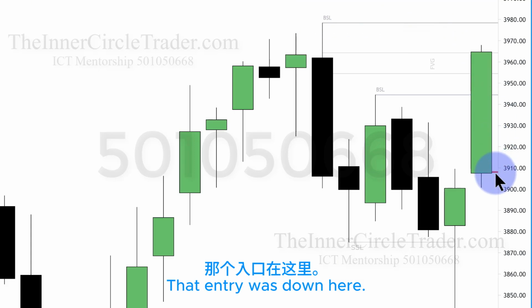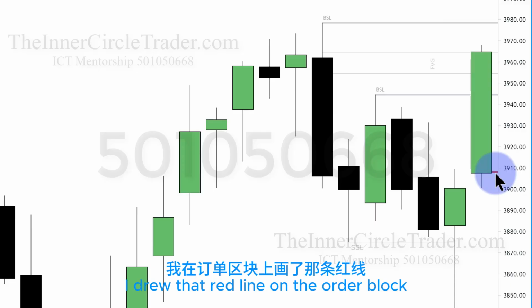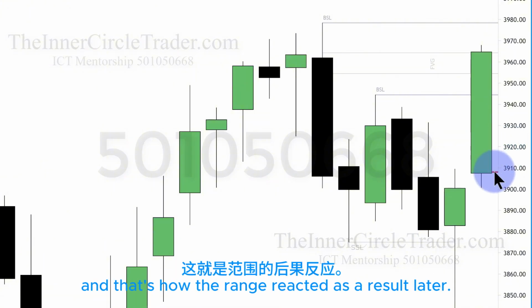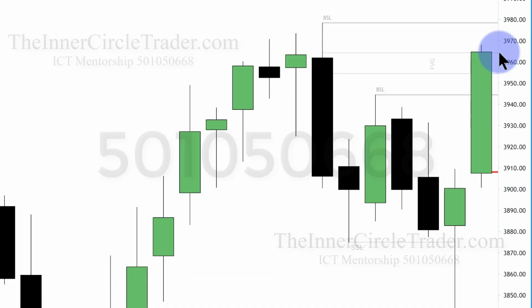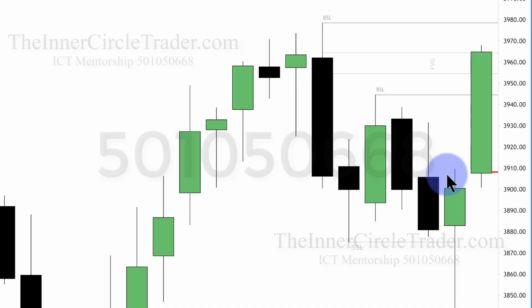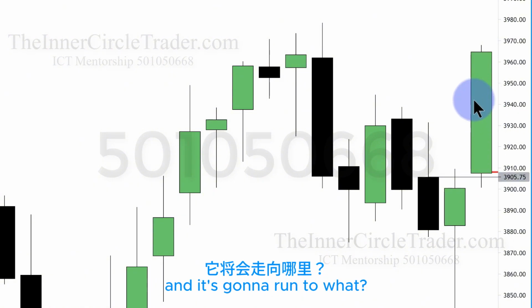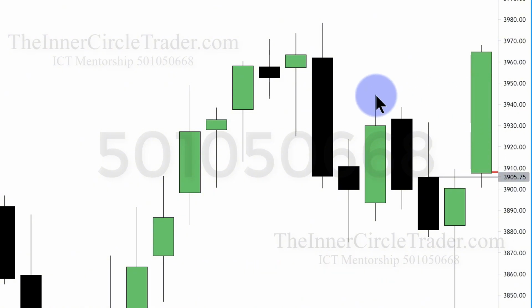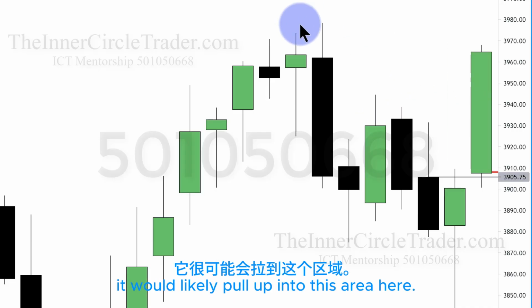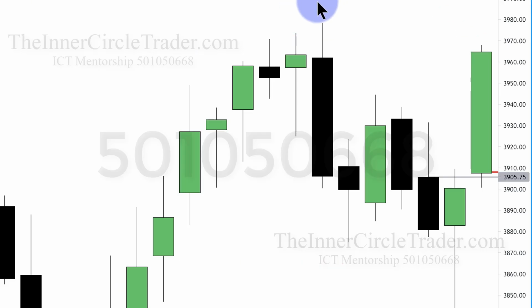That entry was down here. Remember, I drew that red line on the order block on the 5-minute chart with the red line right there, and that's how the range reacted as a result later. Notice that you're also inside of this range here. What's going on there? Bullish order block. So you have the bullish order block, it trades down into here. That's your underlying narrative, and it's going to run to what? This buy side liquidity on the daily chart. And maybe, if not today, the next day or the day after, it would likely pull up into this area here.